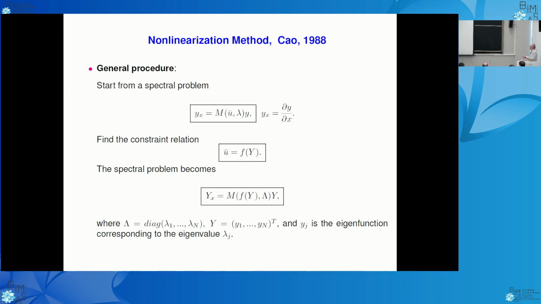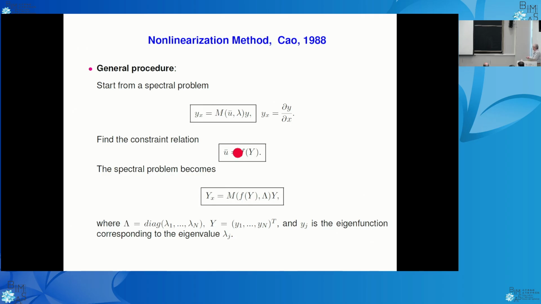The starting point is the eigenvalue problem. It's an ODE, of course. M is a matrix related to your potential function, sometimes called the potential vector. Lambda is the eigenvalue. Y is the eigenfunction, or sometimes the eigenvector. It really depends on M. Now the idea is finding the constraint relation between your potential vector U and eigenvector Y. So F is the relationship between the eigenfunctions and potential functions, but how to find F, I will show you later on.